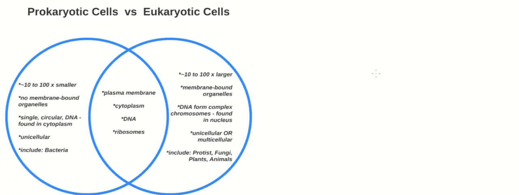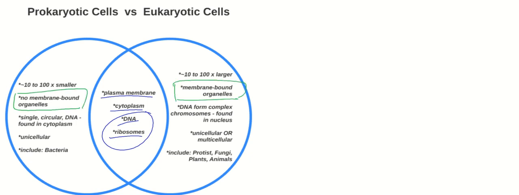Okay, so this is a very important Venn diagram. It's on slide 24 of our notes. All cells have cell membrane, cytoplasm, DNA, and ribosomes. These two are related to making proteins, which all cells do. So the key difference here is almost always going to be related to this difference here, right? The prokaryotes not having membrane-bound organelles, while the eukaryotes do have them.